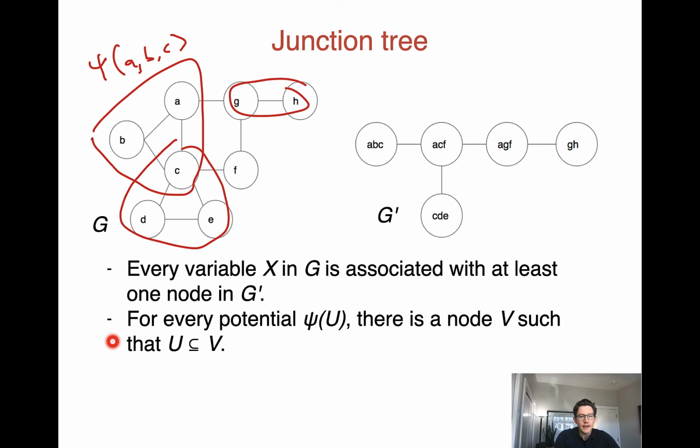And if you like, this second rule sort of supersedes the first rule, because recall that for a Markov random field, we can have individual potentials over each of our nodes. So if we had a potential over each one of our nodes, it would have to be the case that that potential could fit into one of our junction tree nodes. So by definition, all of our variables have to be represented.